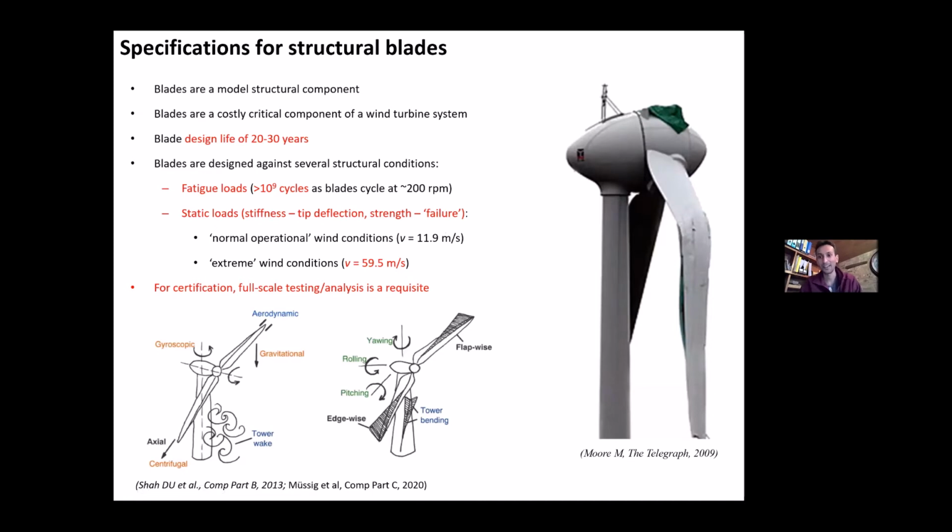So that will be the focus of the next 5-10 minutes, I think. Blades, we all know, are a model structural component. They have a design life of 20 to 30 years. They have quite large fatigue loads, especially because they are rotating at 200 RPM or so, or even faster. And both static loads and fatigue loads are important for them, particularly considering extreme wind load conditions based on the IEC 61400 standard.